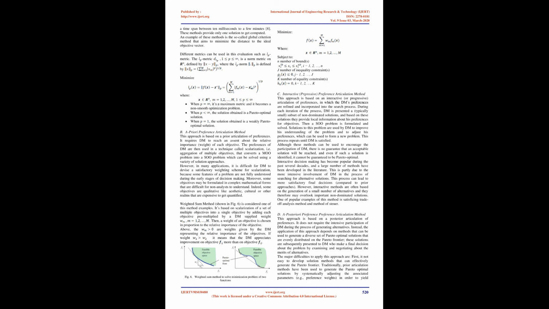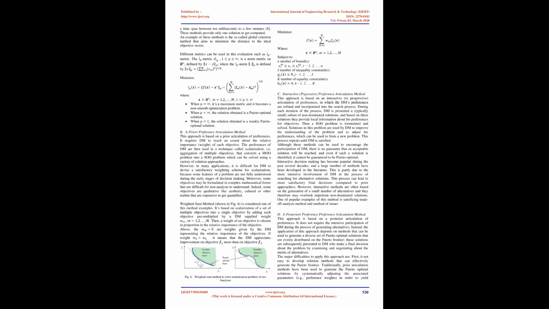C. Interactive, progressive, preference articulation method. This approach is based on an interactive, or progressive, articulation of preferences, in which the DM's preferences are refined and incorporated into the search process. During each iteration of the process, the DM is presented a, typically small, subset of non-dominated solutions, and based on these solutions they provide local information about his preferences for objectives.